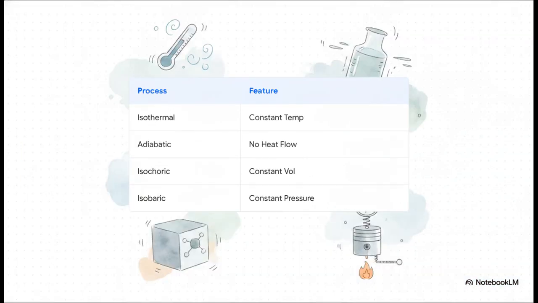Finally, Chapter 6, Thermodynamic Processes. We can apply the first law mathematically to 4 specific quasi-static scenarios. Let's break them down. Isothermal means the temperature remains totally locked and constant. Adiabatic means the system is perfectly insulated, literally zero heat flows in or out. Isochoric means the volume is locked in place, so our gas can't expand to do any work. And isobaric means the pressure stays constant while the volume and temperature fluctuate. As you'll see, the first law adapts beautifully to every single one of these unique conditions.